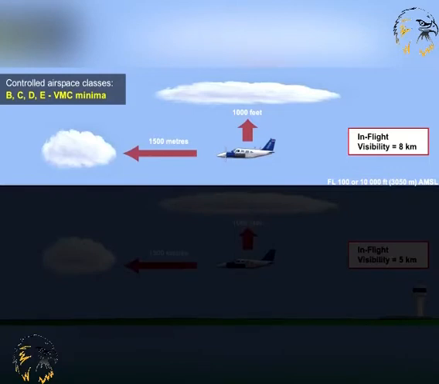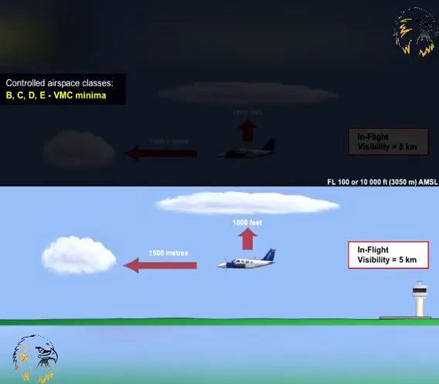Above 10,000 feet, or above flight level 100 if the transition altitude is below 10,000 feet, VMC minima in controlled airspace require the pilot to have an in-flight visibility of at least 8 kilometers, and to be able to maintain vertical separation from cloud of at least 1,000 feet, and horizontal separation from cloud of at least 1,500 meters. Use your pause button if you wish to remain on this frame.